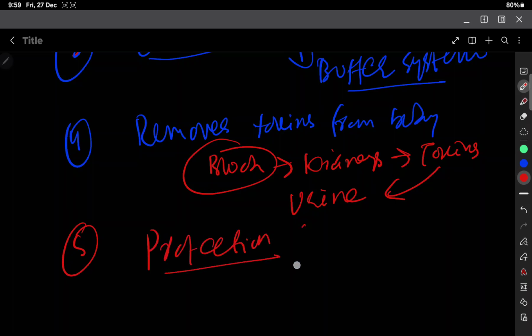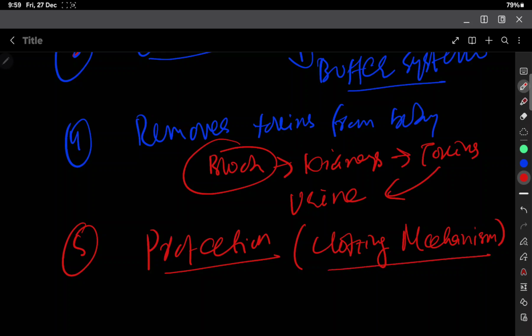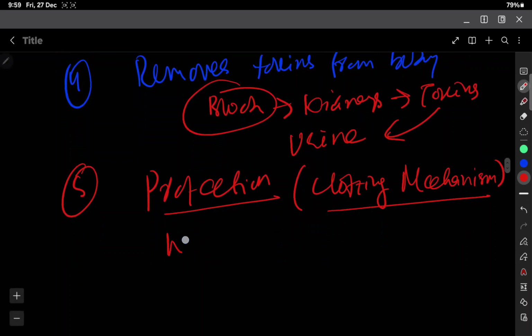Okay, the protection is because of the clotting mechanism. I have discussed the clotting mechanism in one of my videos in detail, so you can go there and learn about it. The clotting mechanism protects us from blood loss. Then there is one more thing, WBCs, these are the blood cells.